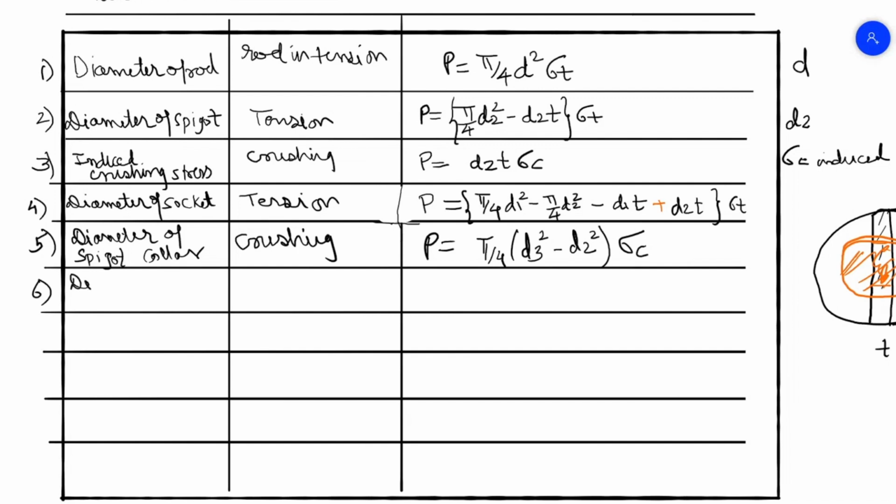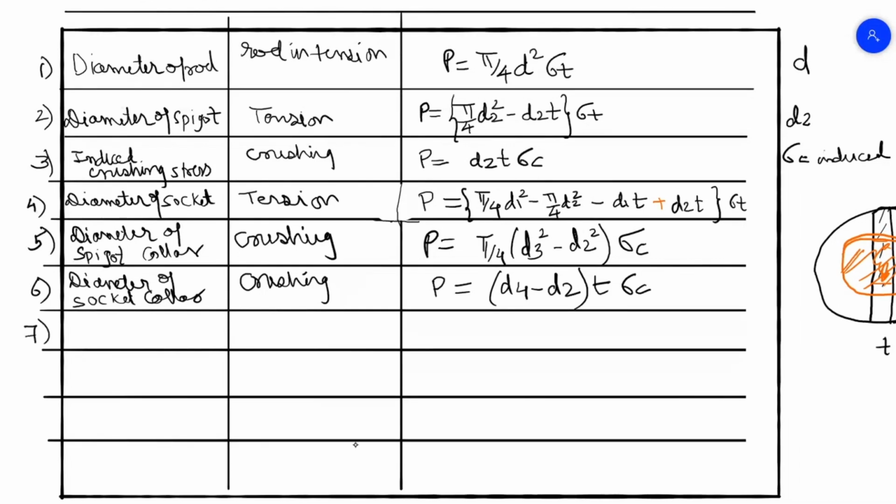Next we find the diameter of the socket collar. Here we consider crushing again. The socket collar gets crushed with the cotter. So what we see here is the area that is D4 minus D2, and it gets crushed with the cotter, so into t, into sigma c, and this is equal to P.